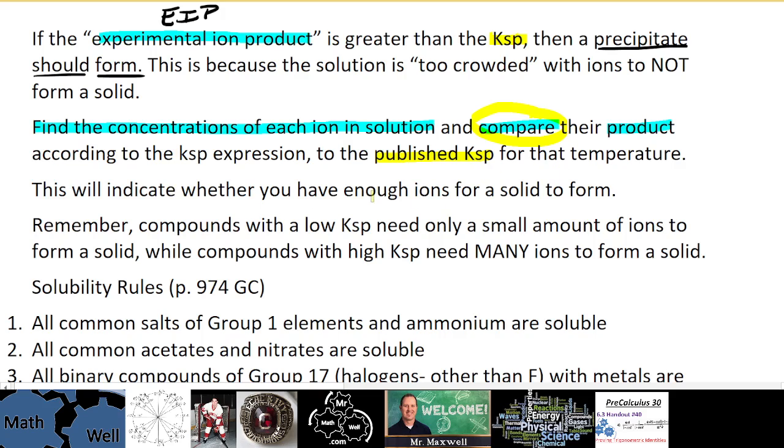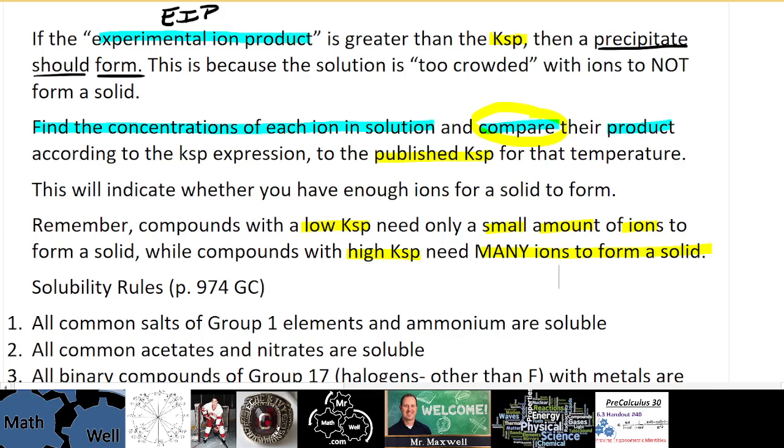Remember, compounds with a low Ksp need only a small amount of ions to form a solid, while compounds with a high Ksp need many ions to form a solid. Okay, so most of this is a review from the last couple days, but the comparing of the experimental Ksp and the published Ksp, that's the new thing.